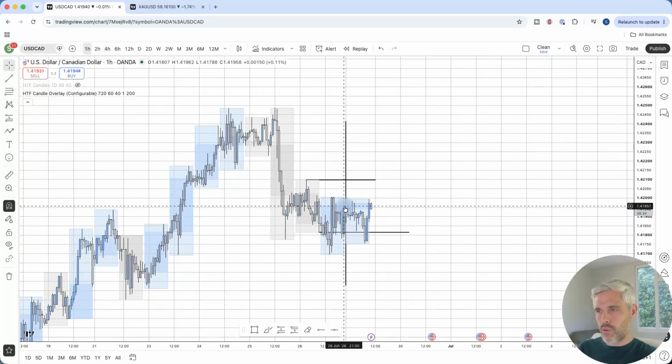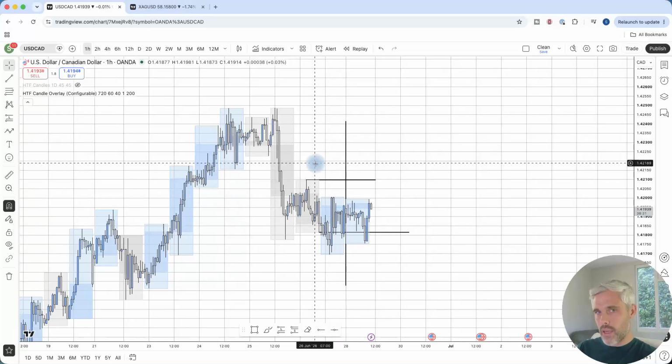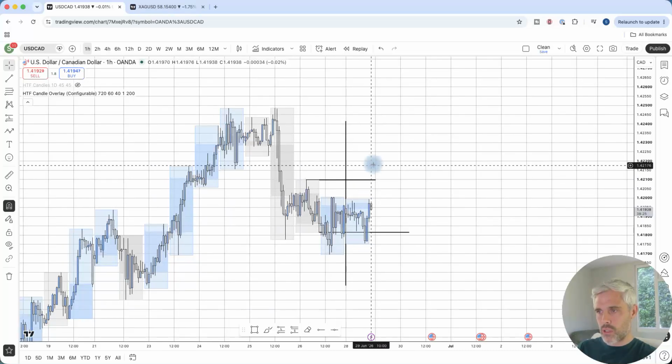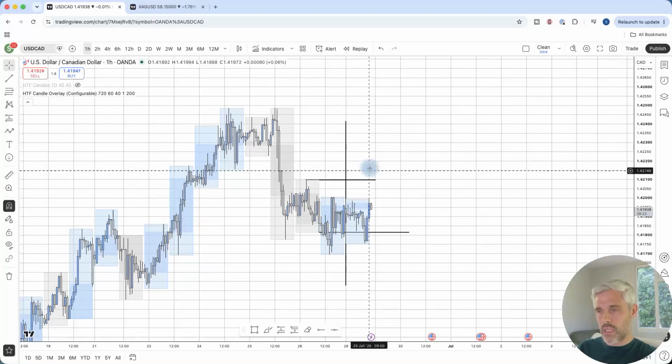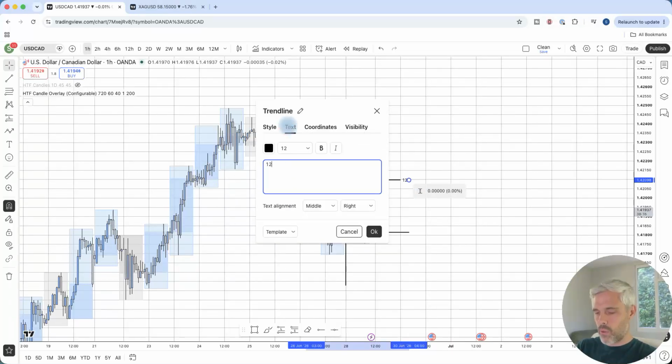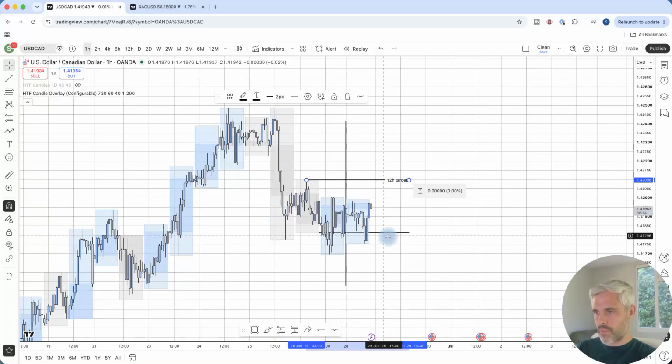Where is the next level of liquidity? It's at the high of the candle that has been swept. Price accumulates, manipulates, and now will distribute to the opposing liquidity. So this is how you start to mark up where liquidity lives on your chart. We have a 12-hour target.